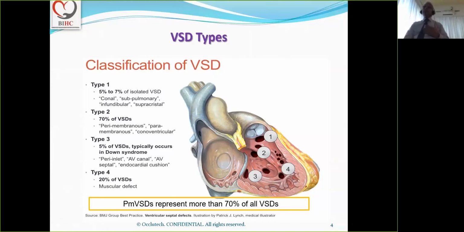20% of VSDs are muscular. They are lower down, as you can see here in the muscular part of the septum. We may further classify it as apical when it is towards the apex. We may classify it as anterior, posterior, mid-muscular, depending on the actual location.